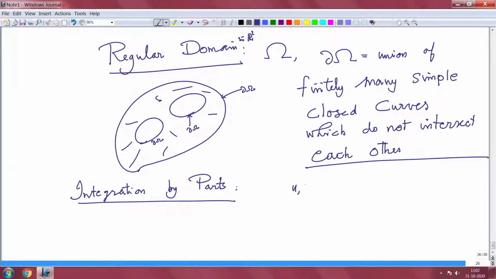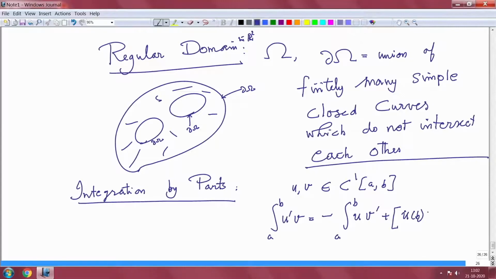If you have u, v in C1 of [a, b], in this one dimensional case, from a to b, the integral of u prime v is equal to minus the integral from a to b of u v prime, plus u(b) v(b) minus u(a) v(a). You have that one.